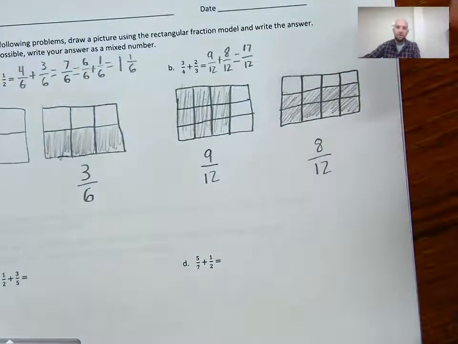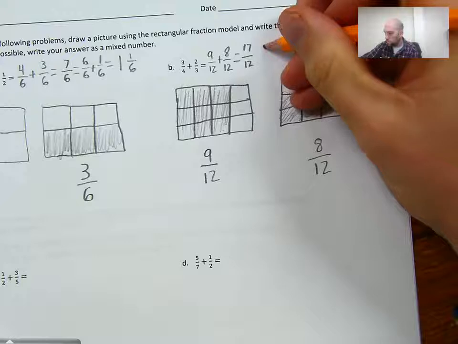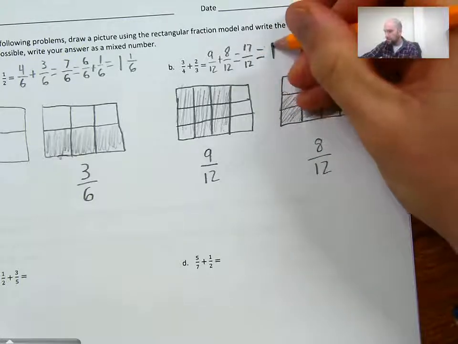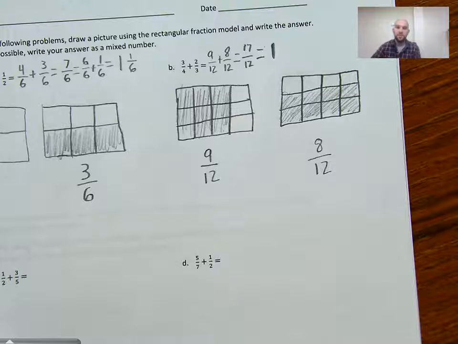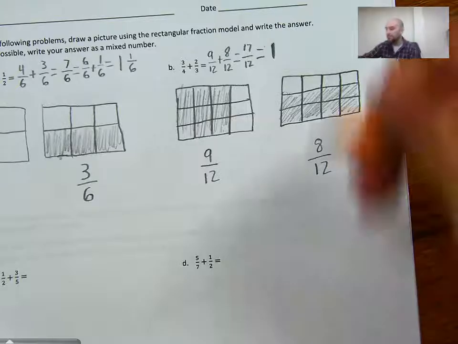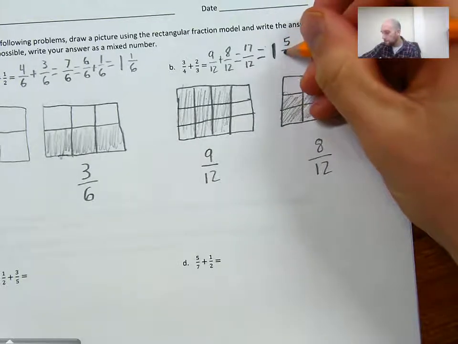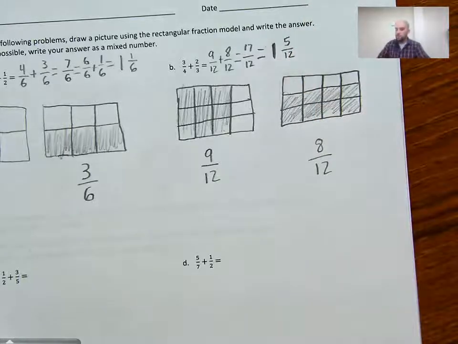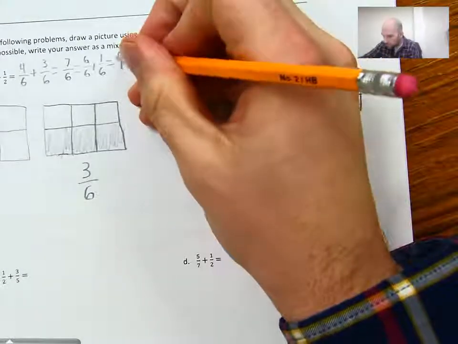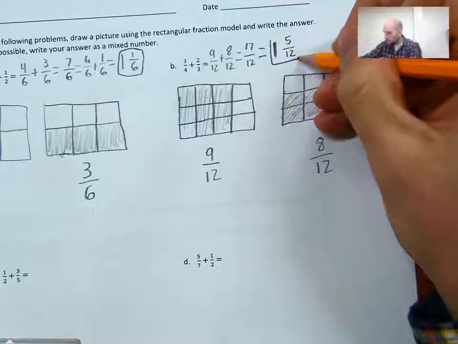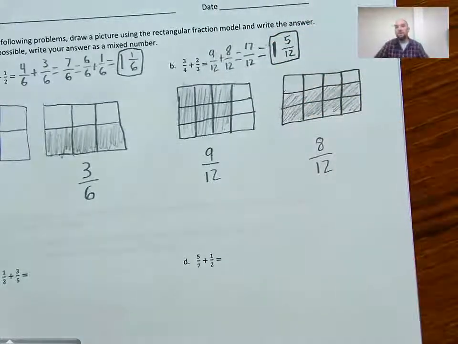Well, we need to pull out 12/12 to get one whole. So 12/12 is one whole, 1. And if we subtract 12/12 from 17/12, we'll have 17 minus 12, which is 5/12. So we have 1 and 5/12 as our mixed number. And again, those are just called mixed numbers because they have both a whole number and a fraction in the number, a mixture of both.